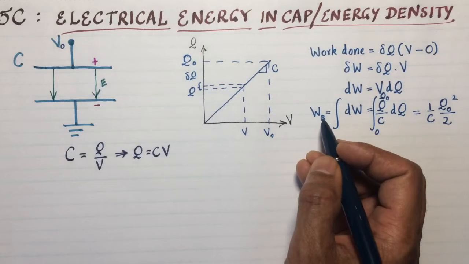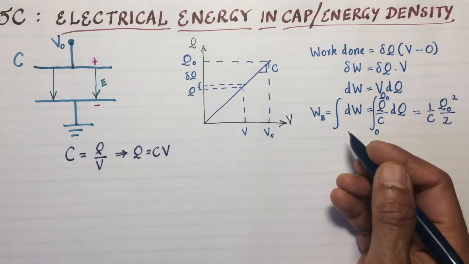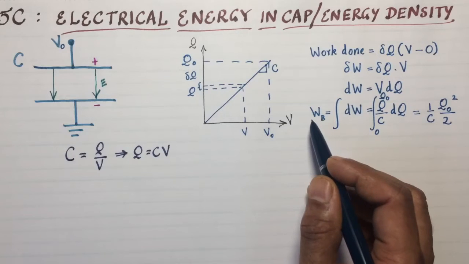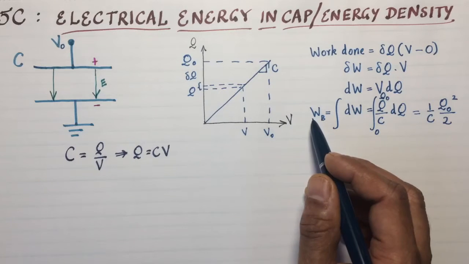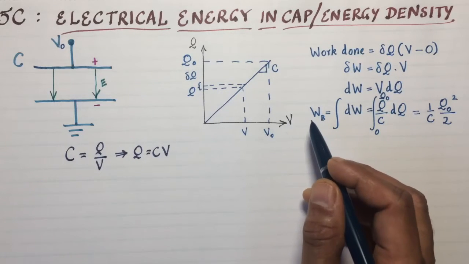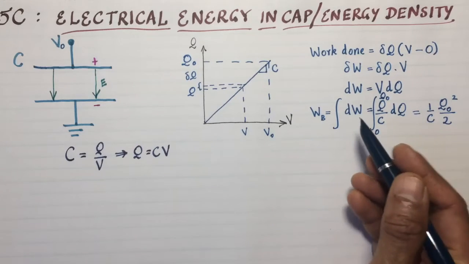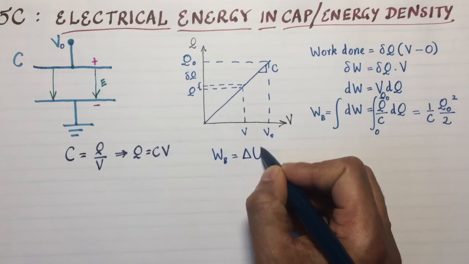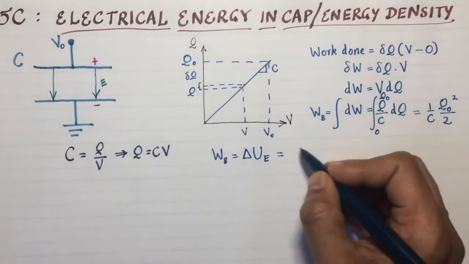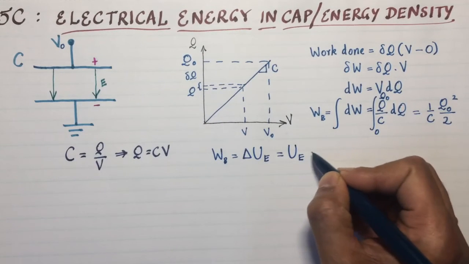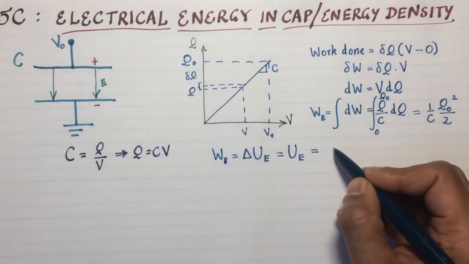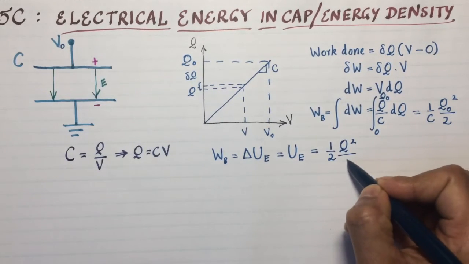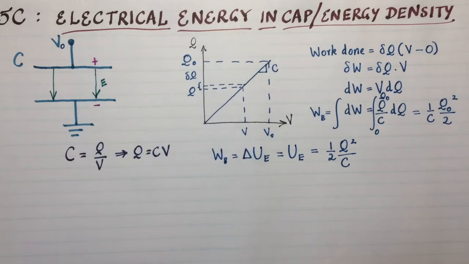So the work done by the battery goes to increase the potential energy. The work done by the battery, as an external agent, is minus the work done by the field. So the work done by the battery will go into increasing the potential energy completely. So WB equals delta UE, and the initial potential energy was 0, so this is just the electrical potential energy, and that's equal to 1/2 Q squared over C. That's one way of writing it.